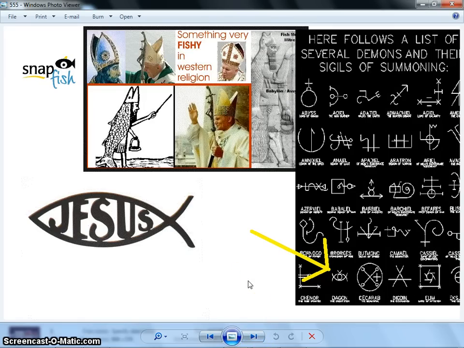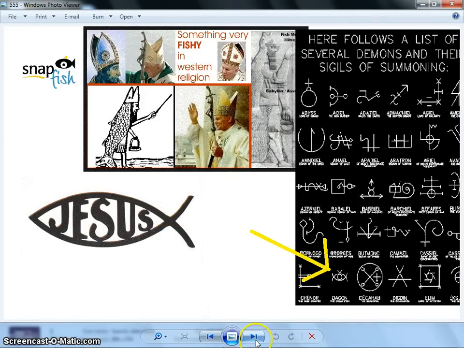And the logos on my computer, especially, this is one of the logos. This is a preload from HP. And the sigil, the summoning sigil for Dagon is the fish. And you see it in religion. The Pope wears the fish hat, if you will. And they've basically taken their symbols and perverted them to where you think that they're yours, but they're not yours.